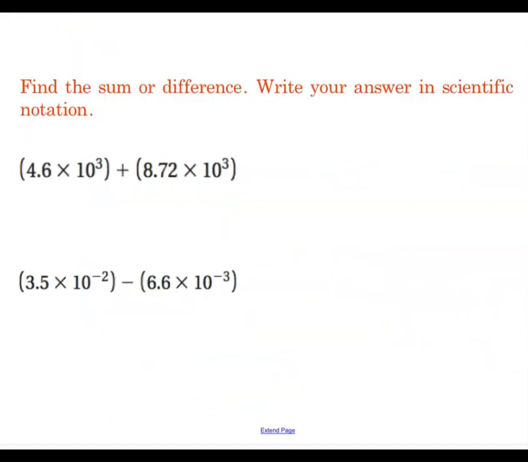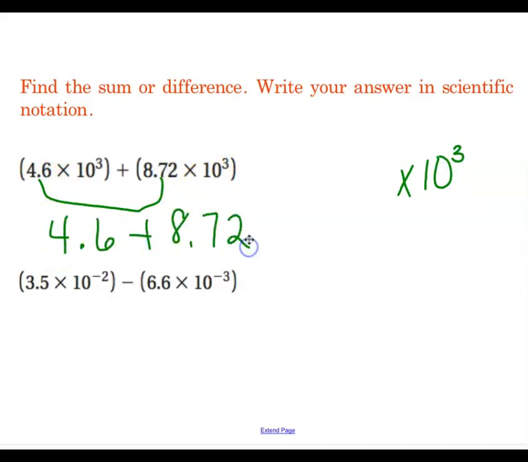Okay, so the first one's very easy because if you'll notice, they both have the 10 to the third. So it's going to be times 10 to the third. And now I just have to add the factors. So I add 4 and 6 tenths plus 8 and 72 hundredths, and you get 13 and 32 hundredths.